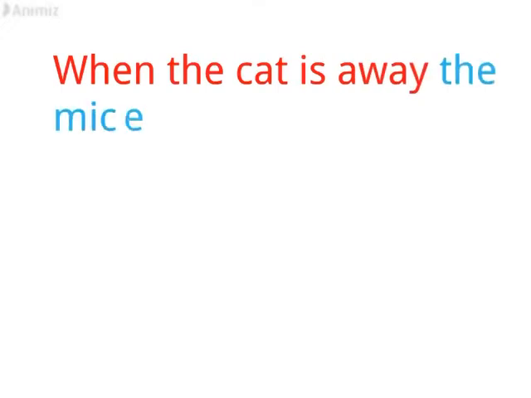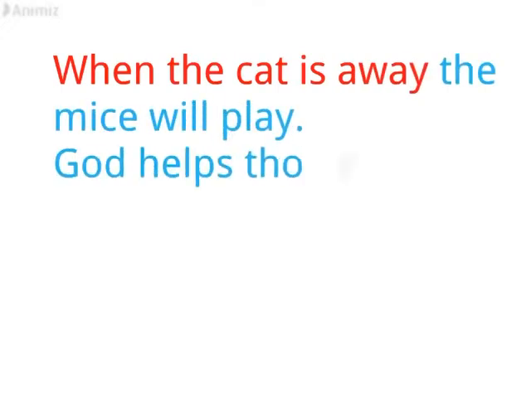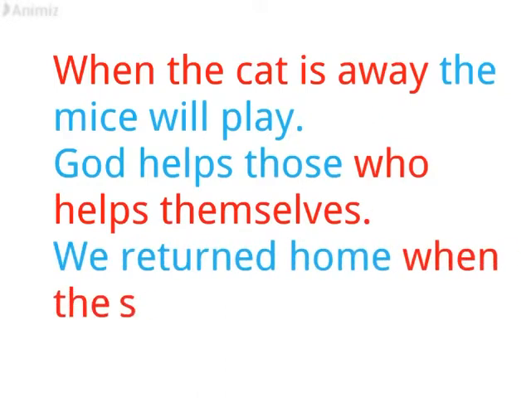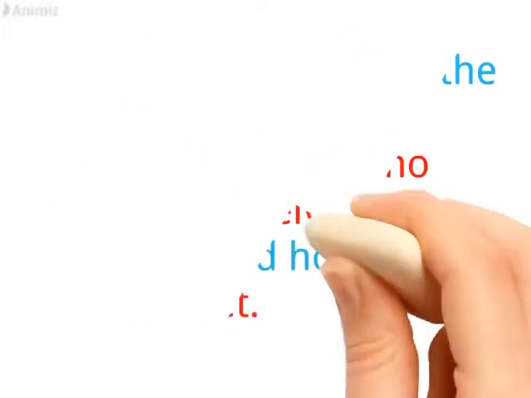When the cat is away, the mice will play. God helps those who help themselves. We returned home when the sun set. Now the parts of the sentences which are in red are dependent clauses. They are subordinate clauses. And the parts of the sentences which are in blue are independent, main or principal clauses. The mice will play, God helps those, we returned home are independent clauses.